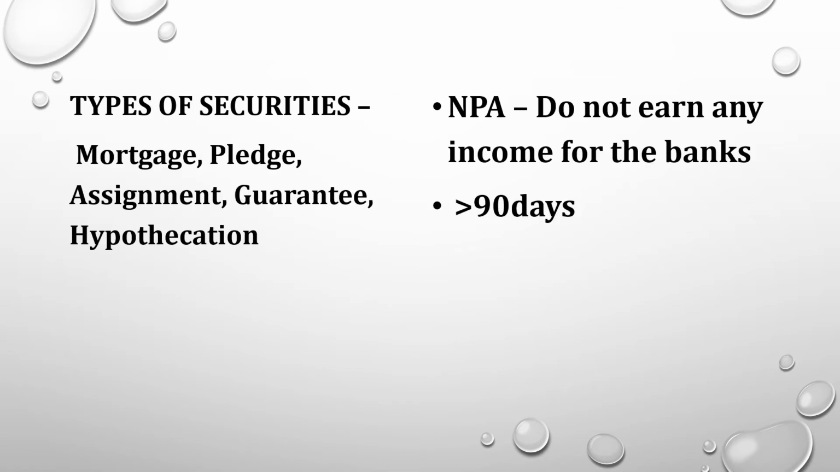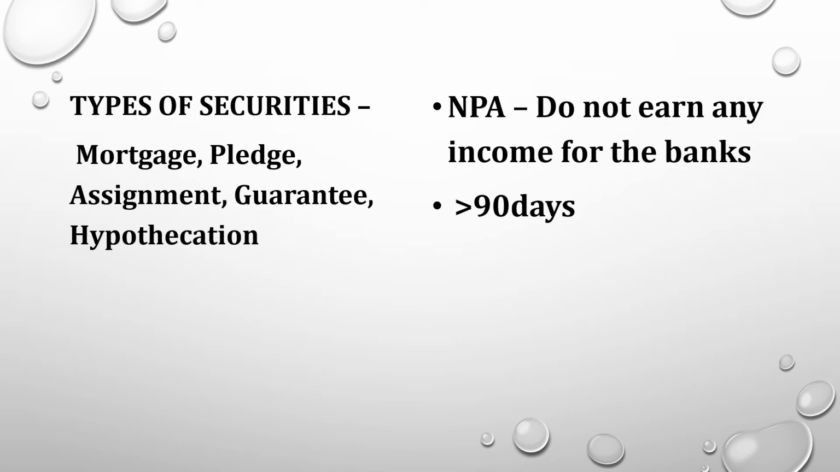What are the different types of securities? Number 1, mortgage; second, pledge; third, assignment; fourth, guarantee; and fifth, hypothecation. So as a banker, before lending a loan to the customer, he requires some security. It can be in the form of surety or any collateral which will be provided by the customer. That comes under types of securities. It can be in the form of mortgage, pledge, assignment, guarantee, and hypothecation.